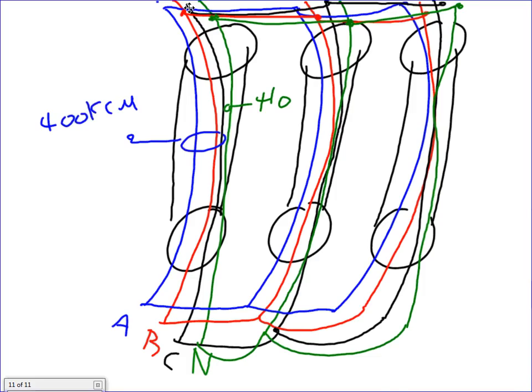Any questions, guys? So that's when we go to the commercial, that's what you're going to be doing. Paralleling conductors.